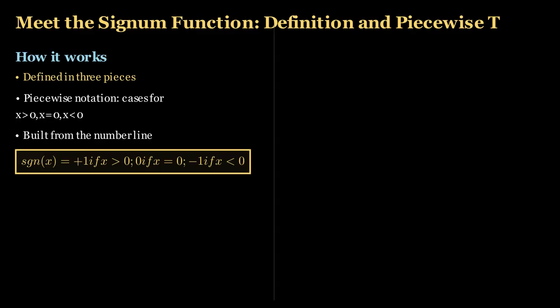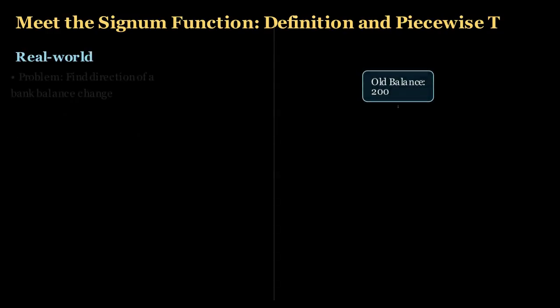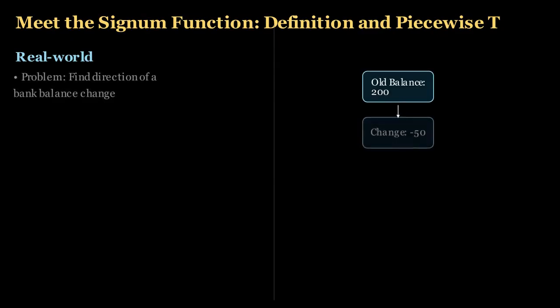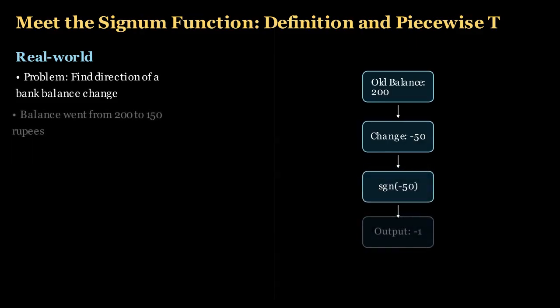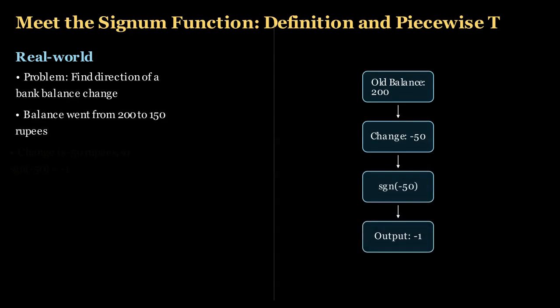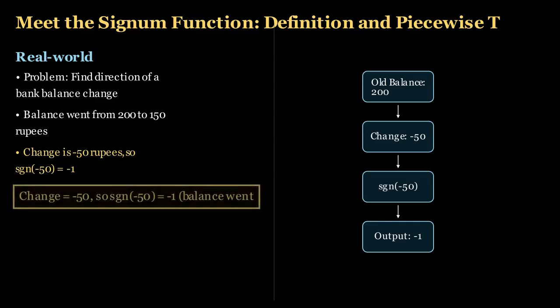Now we apply the Signum function to this change. Since -50 is less than 0, the Signum function outputs -1. This tells us the balance moved in the negative direction, it went down. The actual amount of the drop, 50 rupees, is completely ignored. We only extracted the sign information. This same method works for any change. A rise gives +1, no change gives 0, and a fall gives -1.